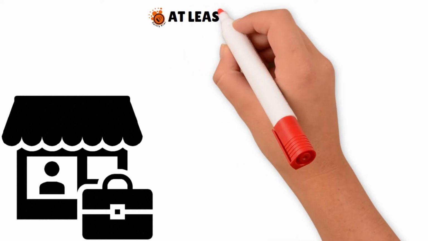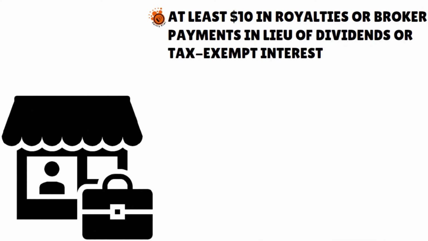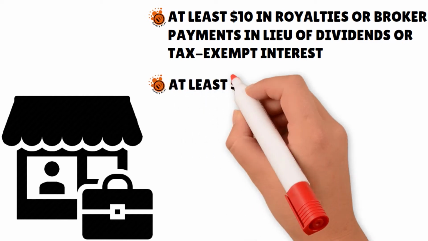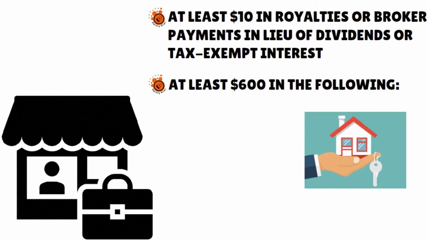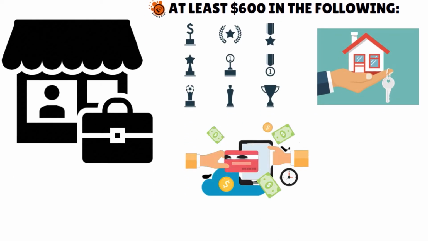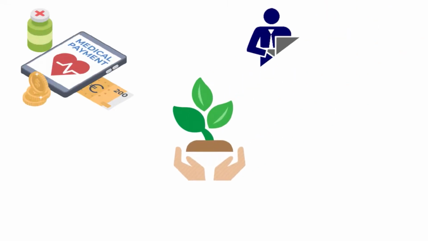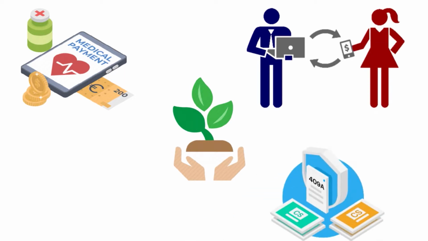Now, as a small business owner or self-employed, you want to file Form 1099 MISC for each person you have given the following types of payments in the course of your business during the tax year. At least $10 in royalties or broker payments in lieu of dividends or tax-exempt interest, or at least $600 in the following: rents, prizes and awards, other income payments, cash from a notional principal contract to an individual, a partnership or an estate, any fishing boat proceeds, medical and health care payments, crop insurance proceeds, payments to an attorney, Section 409A deferrals.